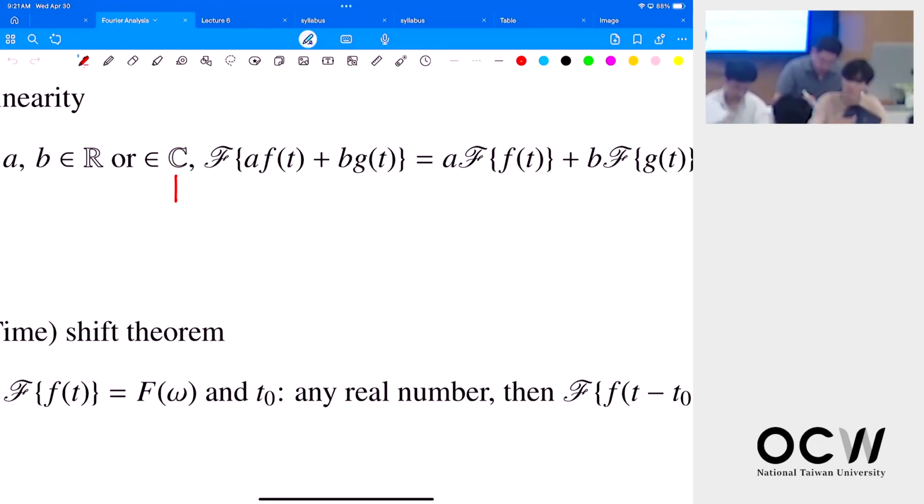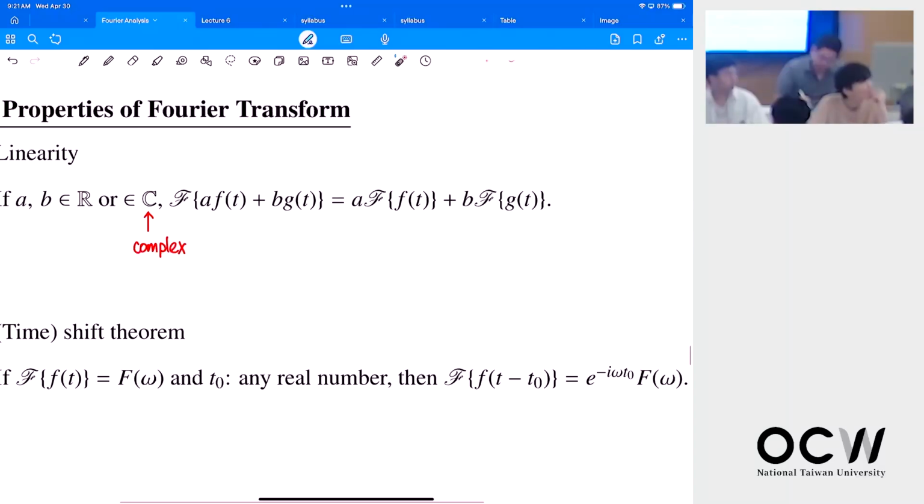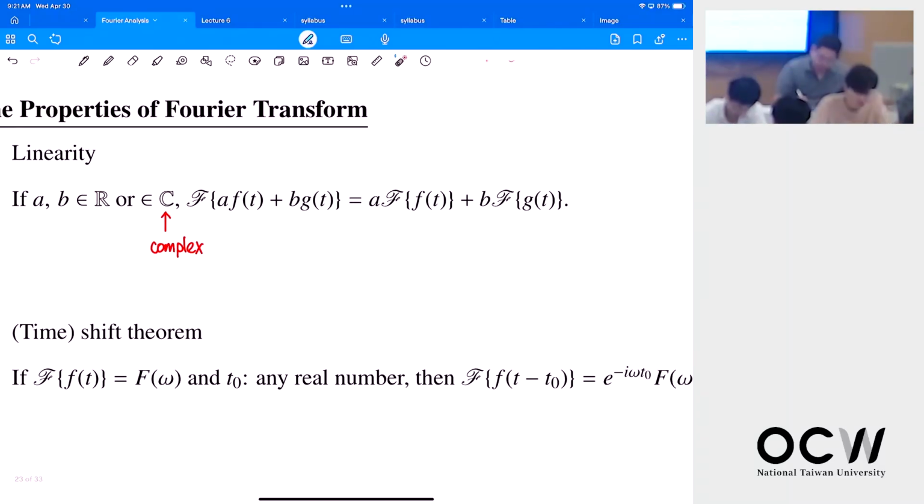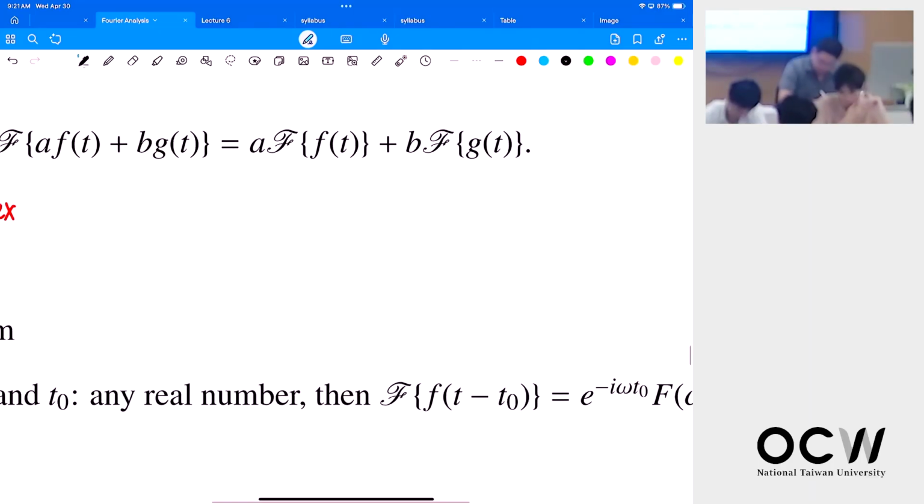And the linear combination of your functions. If I take the Fourier transform of your linear combination of functions, actually we can take the Fourier transform first and then do the linear combination. It's called linearity. And you can also write it down. This is A times F of omega plus B times, not F, I mean, G.